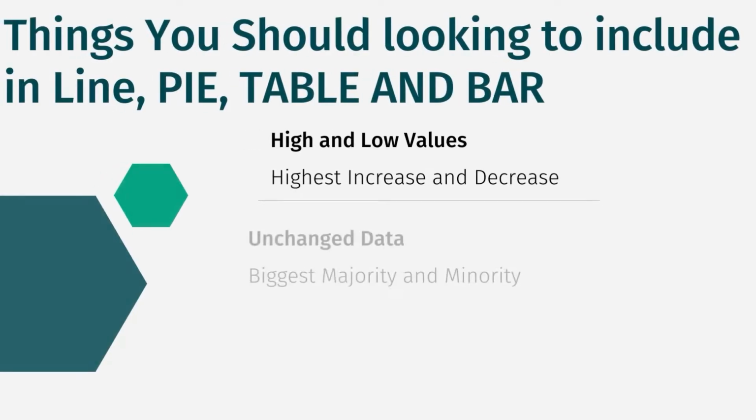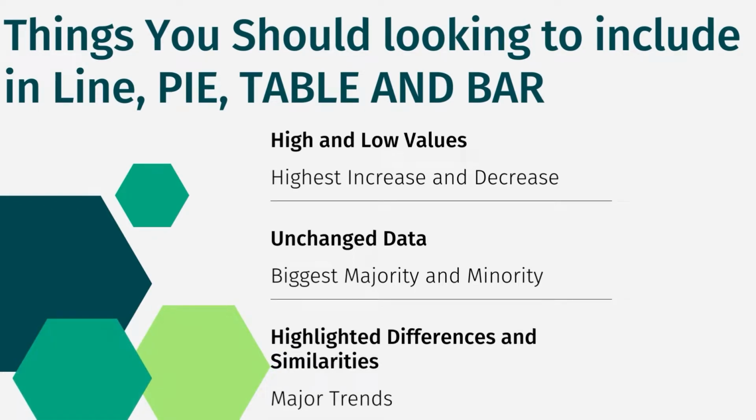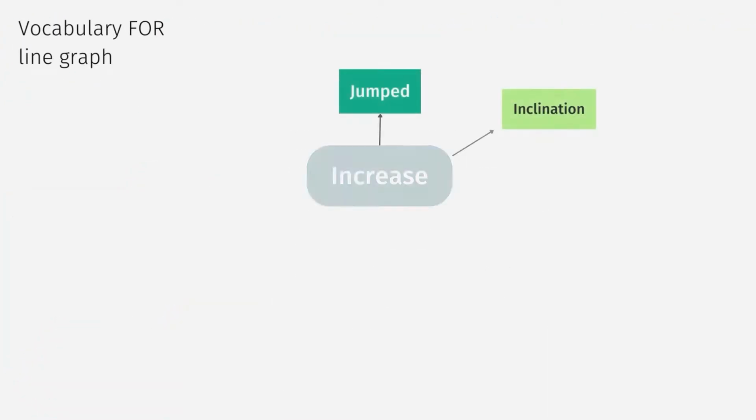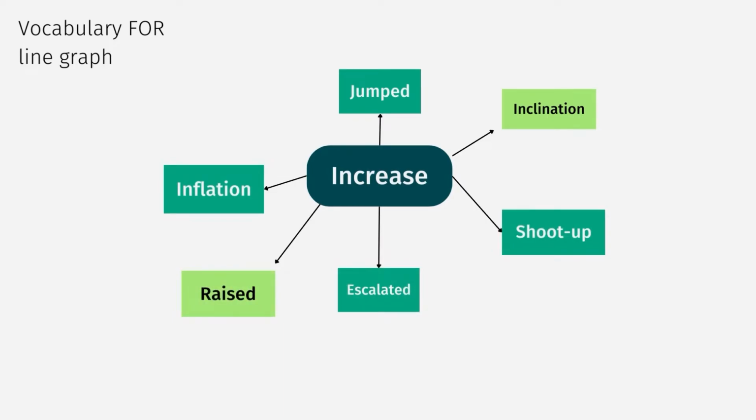Things you should look to include in line, pie, table and bar. You have to be focused on these things: high and low values, highest increase and decrease, unchanged data, highest majority and minority, highlighted differences and similarities, and major trends. You have to use different vocab for different tasks.